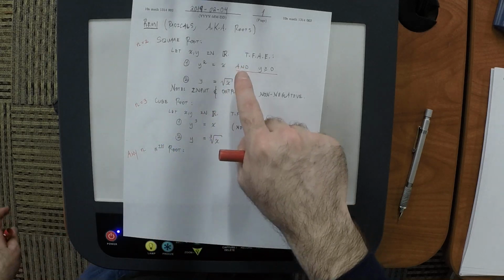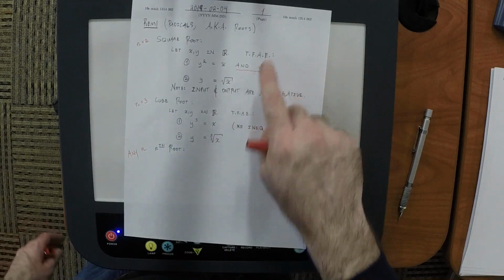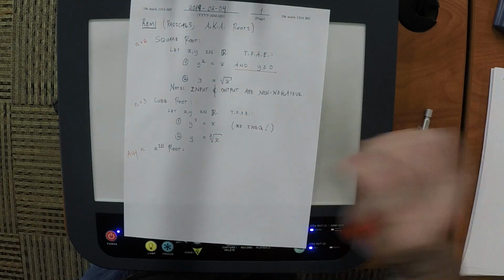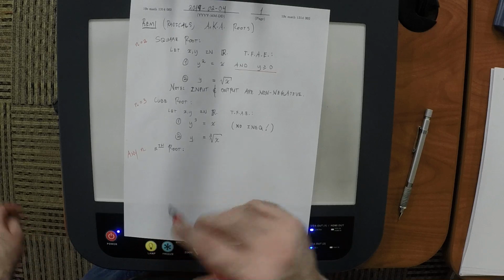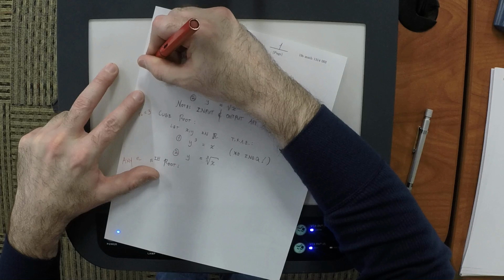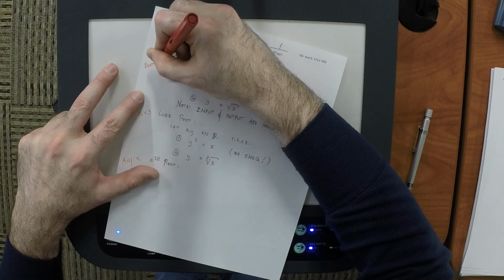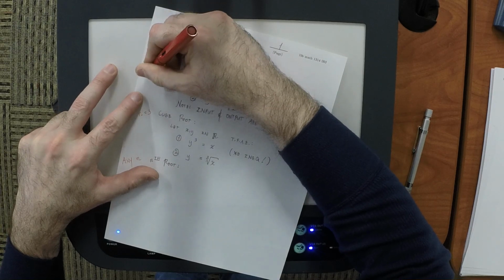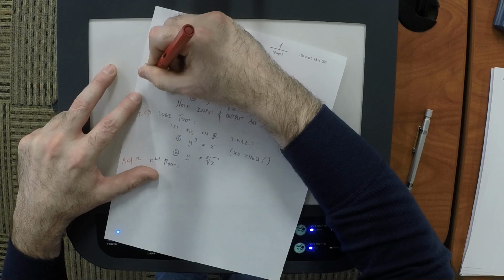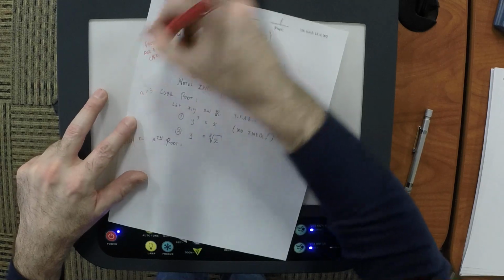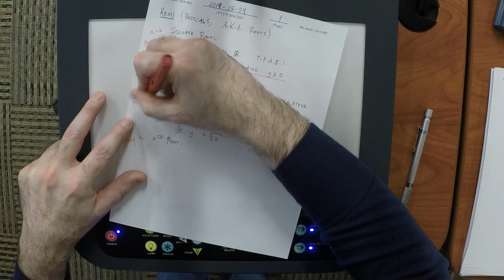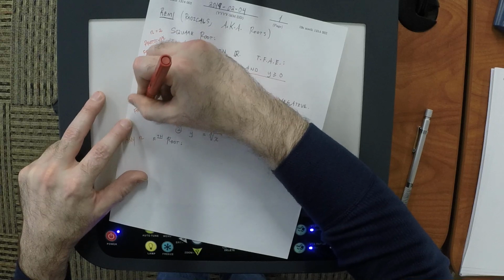Those that are going to act largely like square root, and those that are going to act largely like cube root. And the distinction is going to be whether or not n is even or odd. So you can think of square root as the prototype for the even case, and you can think of cube root as the prototype for the odd case.